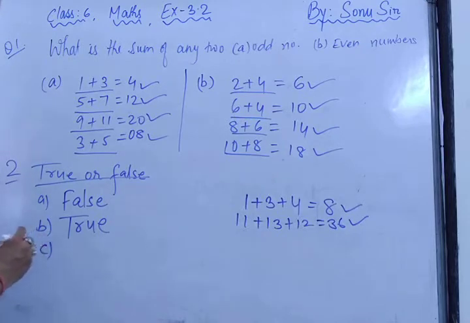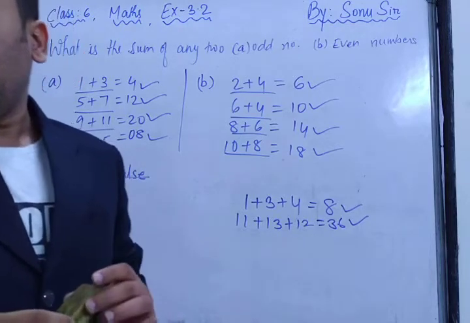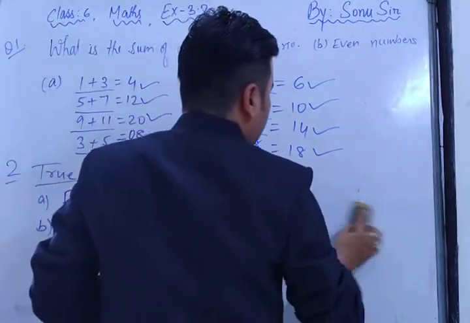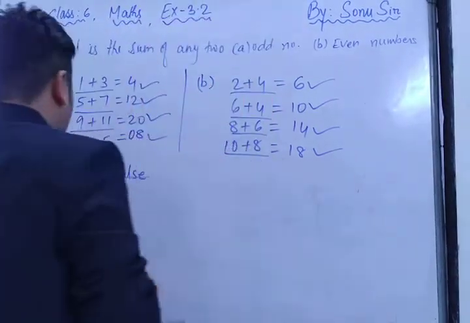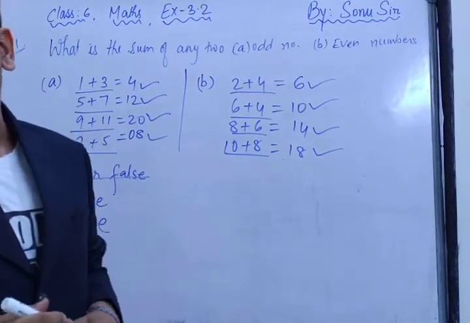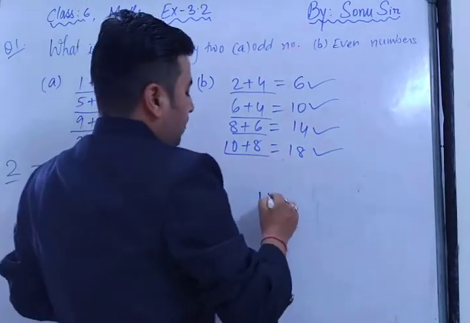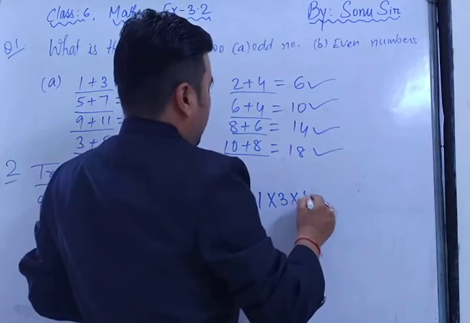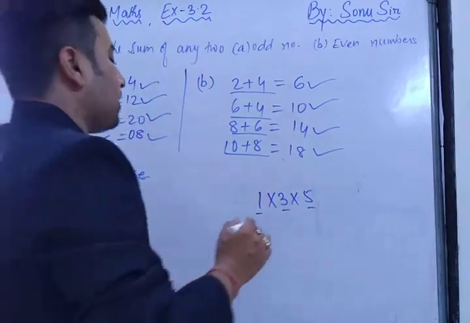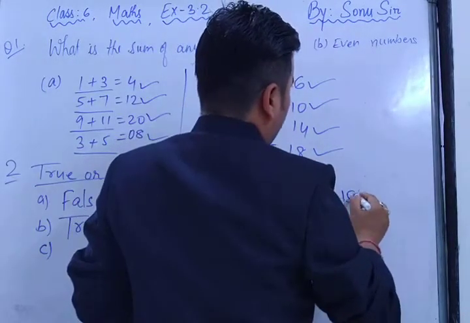What is our second C question? Our second C question is, the product of 3 odd numbers is odd. The product means multiplication. You have to multiply 3 odd numbers. How many? 3 odd numbers. So 1 times 3 times 5. What we have to do? Product of 3 odd numbers. 1 times 3 is 3, 3 times 5 is 15. So it is an odd number only, right?